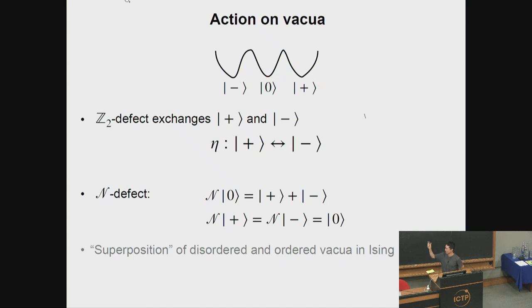So this is the usual flipping action of the Z2 symmetry, whereas the N defect basically acts in the same way as I explained in the context of the Ising model. So the N defect maps the vacuum in the middle to a linear combination of plus and minus, and it also maps the vacuum plus to zero and the vacuum minus to zero. So in some sense, this is a superposition of the disordered and ordered vacua in the Ising CFT, as far as the action of the symmetry is concerned.